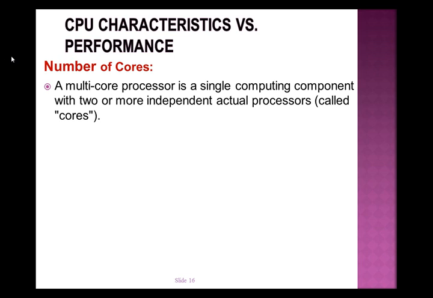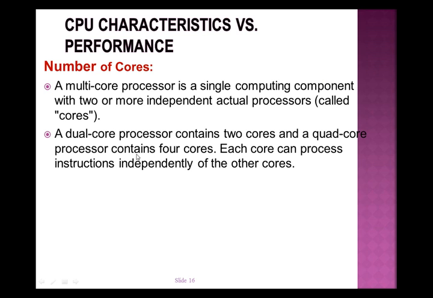Next, number of cores. A multi-core processor is a single computing component with two or more actual processors, known as cores. A dual core processor contains two cores and a quad core processor contains four cores. Each core can process instructions independent of the other core. As I told you, cores means more than one instruction stream. If there is a dual core, that is two processors, and a quad core, that is four processors, each processor is executing its own instructions.